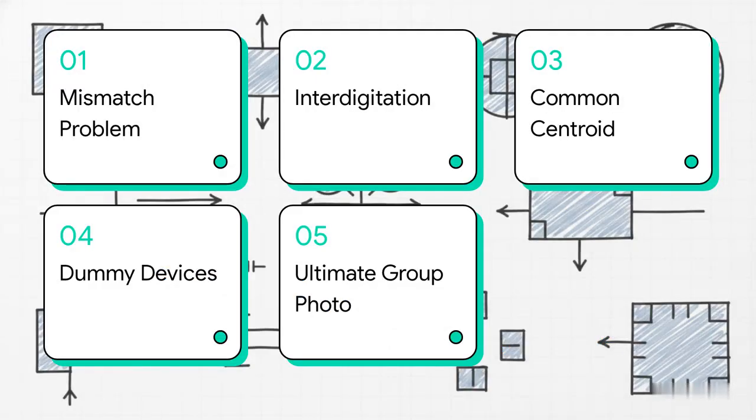Okay, let's quickly lay out our roadmap for today. We will start with the microchip mismatch problem. Then we'll explore 3 brilliant solutions: interdigitation, common centroid, and dummy devices. And finally, we'll pull it all together in the ultimate group photo.